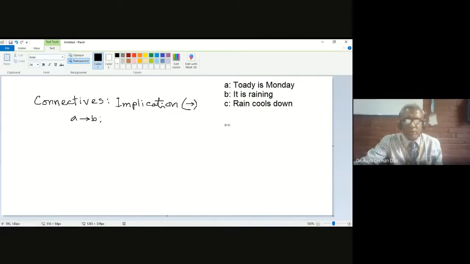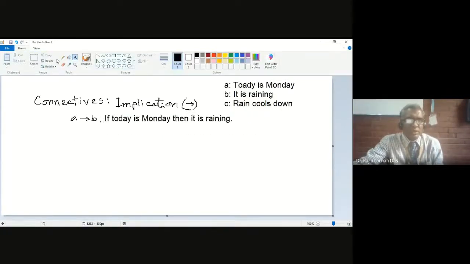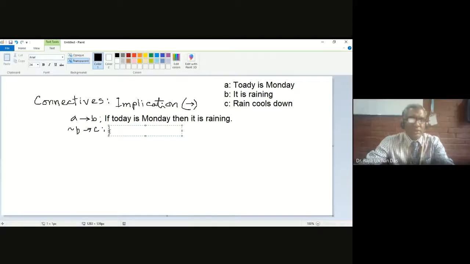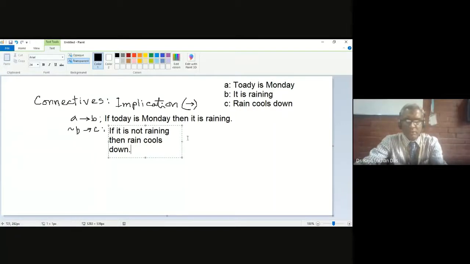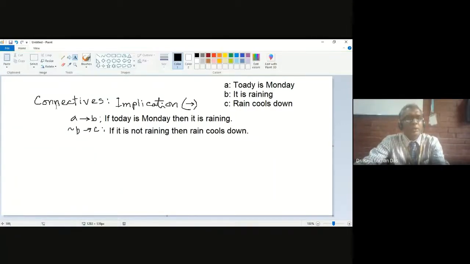Let me give you another example. Say it is not B implies C. Then what will you write? You will write, if it is not raining, then rain cools down, right? Is this okay to everybody? Yes, sir.